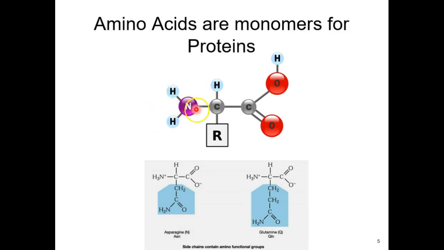So this is the amino group. This is the acid group. That's why this is an amino acid. And once again, we're just working with carbons and hydrogens, and now we've got extra nitrogens and oxygens involved.